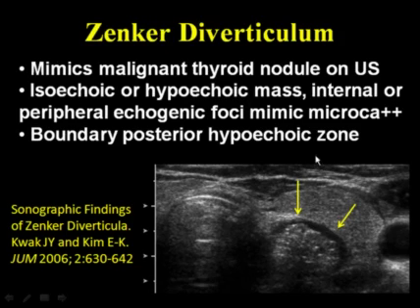I'll talk briefly about Zenker's diverticulum. These lesions can mimic malignant thyroid nodules on ultrasound. They're uncommonly seen. I've seen about 3 cases, and I've seen cases after they've been biopsied by one of my colleagues. It typically presents as an isoechoic or hypoechoic mass with internal or sometimes peripheral echogenic foci, which can mimic microcalcifications. There's typically this classic boundary posterior hypoechoic zone that you may see.